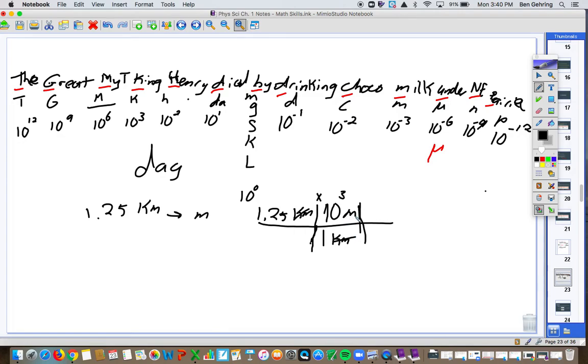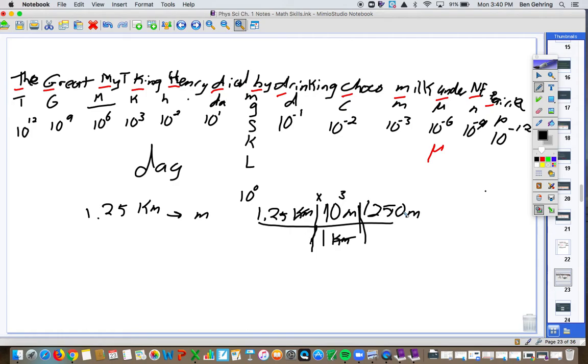And so then what's going to happen is I'm going to take 1.25 here times 10 to the third, which is the same as saying times 1,000, and I'm going to get 1,250 meters. That's going from a big unit to a small unit.